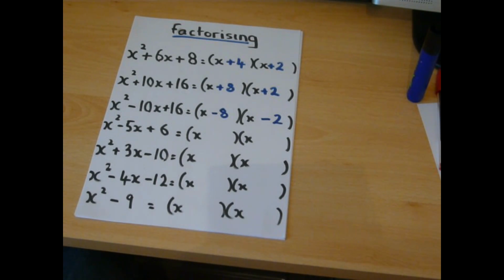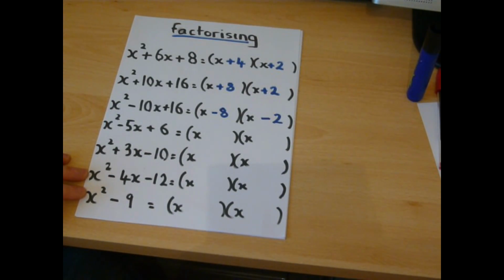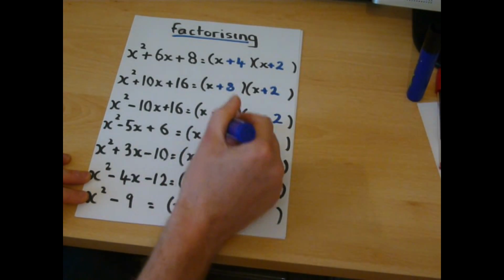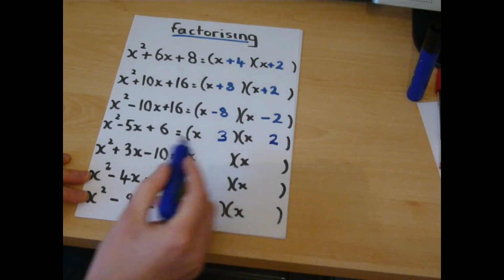So the fourth example is similar. We're now looking for 2 numbers which times to make 6 and can somehow combine to make 5. Well, with practice and experience you'll find that 3 and 2, they times to make 6.